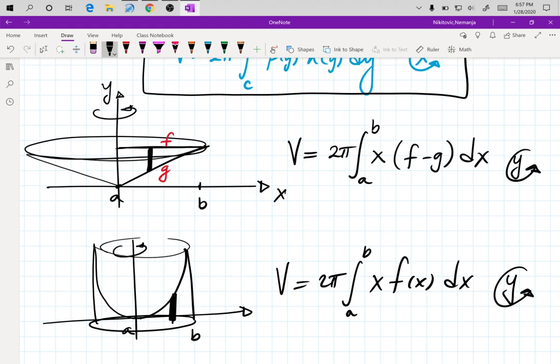So this is our second example of the shell method. One thing that you need to notice now is that your representative rectangle dx and your axis of rotation y are parallel. In previous cases, your representative rectangle and your axis of rotation were always perpendicular. That's what I mean by a cut. You cut perpendicular for disk, you cut parallel for shell. And the cut happens where the dx is, or dy.